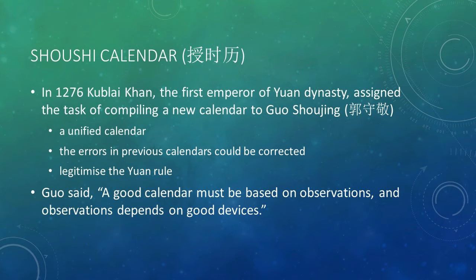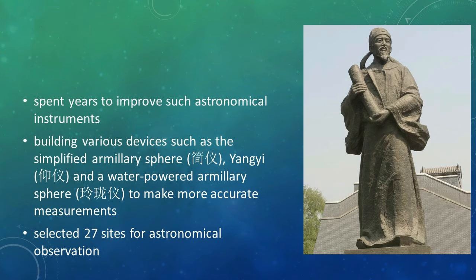Guo Shoujing is a very scientific man. He realized that to make a good calendar, he needs good observations, and good observations come from good instruments. That's a very scientific view of phenomena. So he spent about 3 years creating better armillary spheres and devices, including the tower that I showed you earlier, to measure these phenomena. Some of the things he built are the Jianyi, the simplified armillary sphere, the Yangyi, another kind of sphere, and another water-powered armillary sphere called the Linglongyi, to make more accurate measurements. And he did these measurements at 27 different locations to make sure they were accurate.